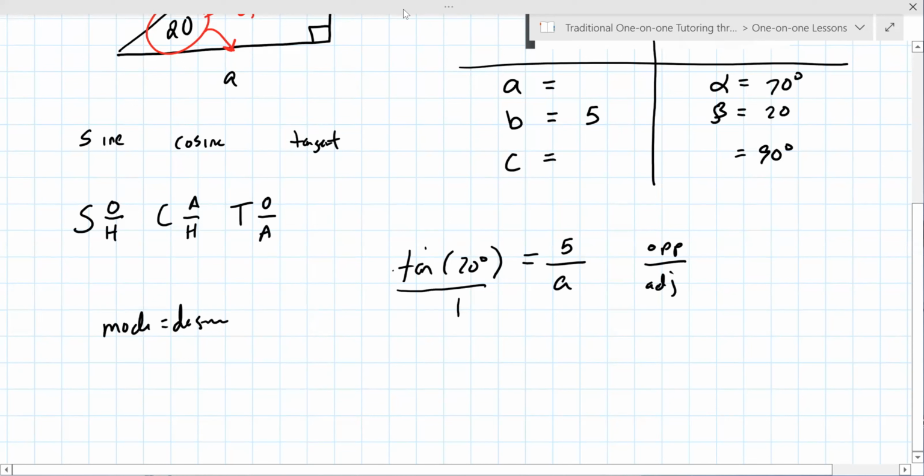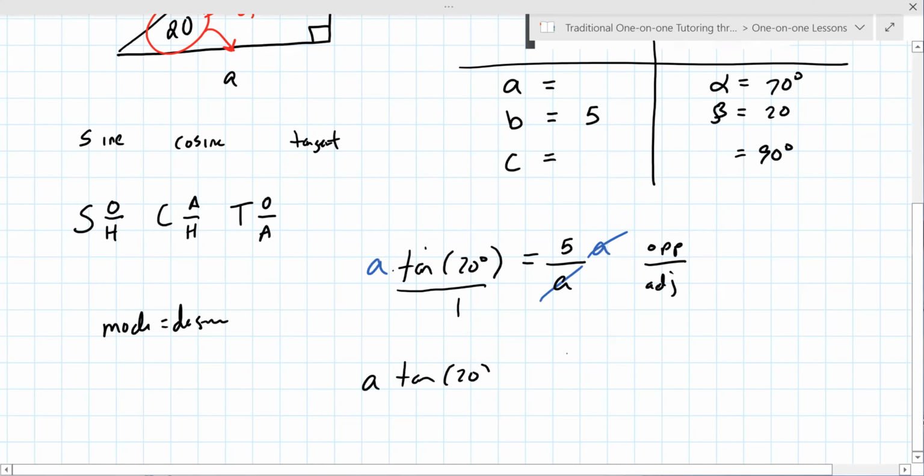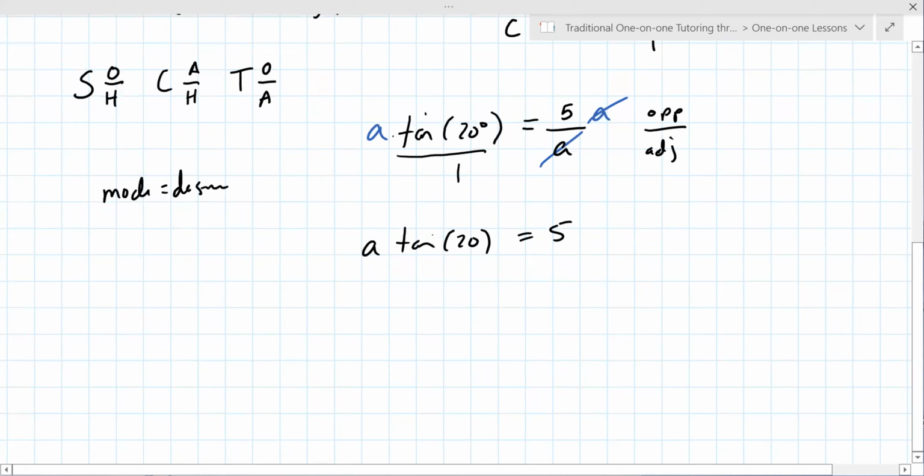So you're going to multiply both sides by A. The A's cancel on the right. So you have A tangent 20 equals 5. And as I just said, I hope this is okay, we can talk about it more, but the tangent of 20 is just a numerical value. So you can think of it as a number. So you divide by that number.